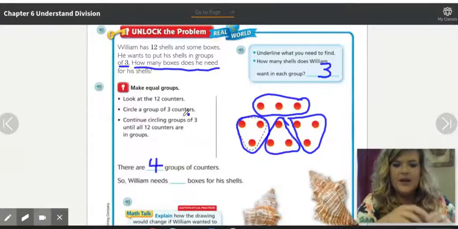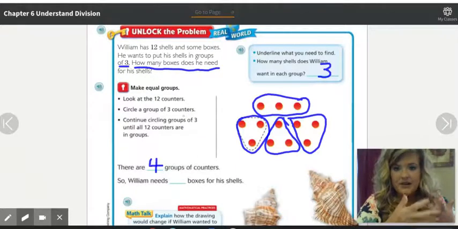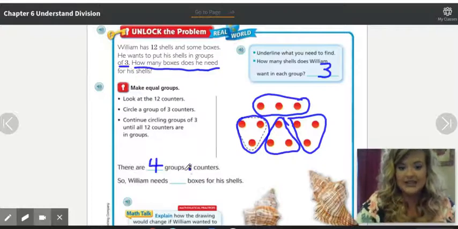Okay, so how many boxes? Remember what our original question was that we needed to answer. When you're done, look back at your question to see if you answered it completely. Our question says, how many boxes does he need?